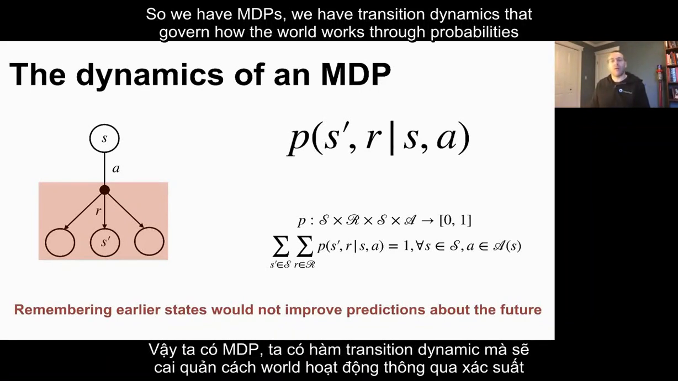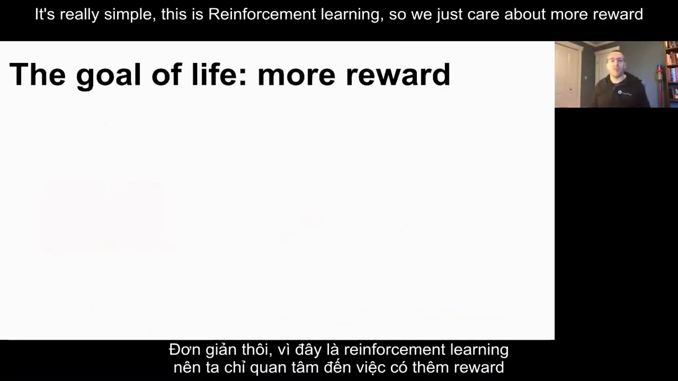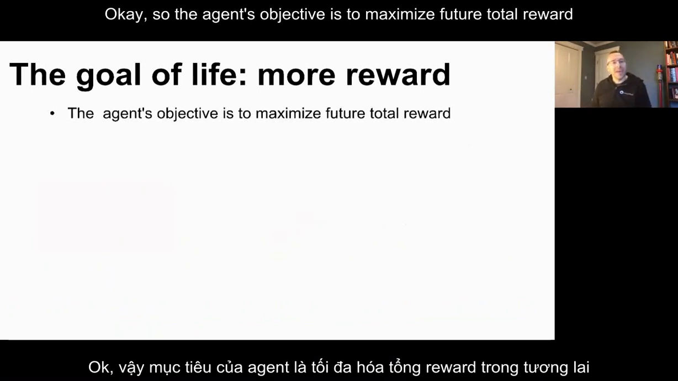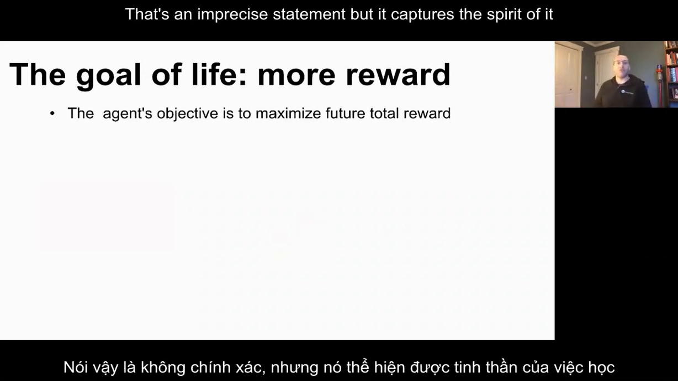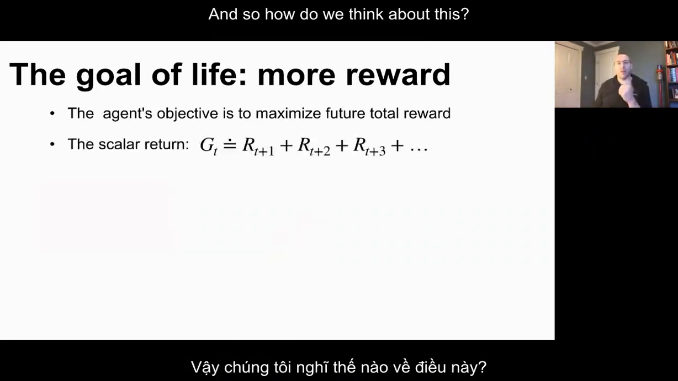So we have MDPs. We have transition dynamics that govern how the world works through probabilities. And now we want to talk about the goal of life. It's really simple. This is reinforcement learning. So we just care about more reward. Okay? So the agent's objective is to maximize future total reward. That's an imprecise statement, but it captures the spirit of it. We care about all the reward we're going to see into the future, starting from right now when we take an action. And so how do we think about this?